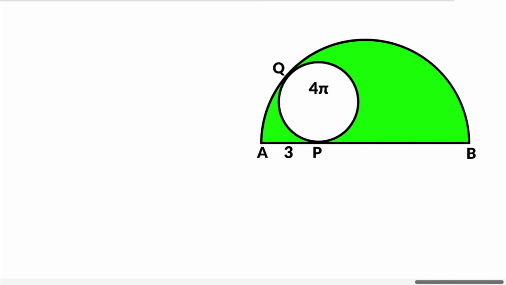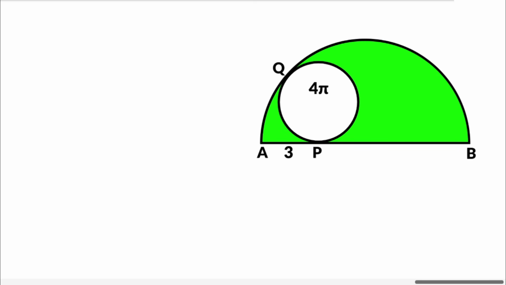We are given two important clues. First, the area of the small circle is exactly 4 pi. Second, the distance AP is exactly 3. To find the shaded area, our strategy is simple. We'll find the area of the large semicircle, then subtract the area of the small circle. So everything comes down to finding the radius of the large semicircle.